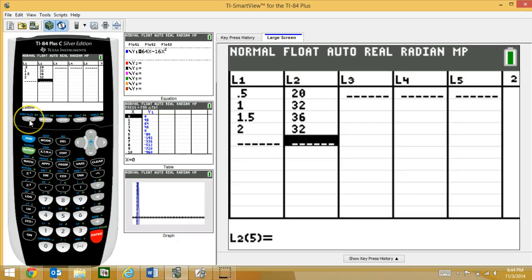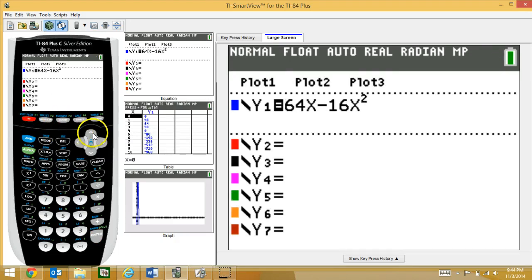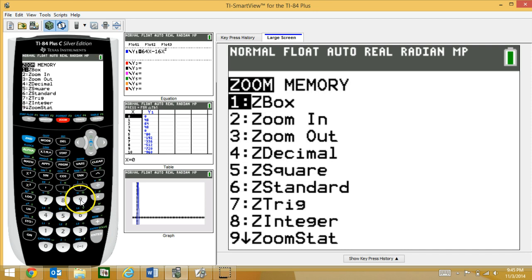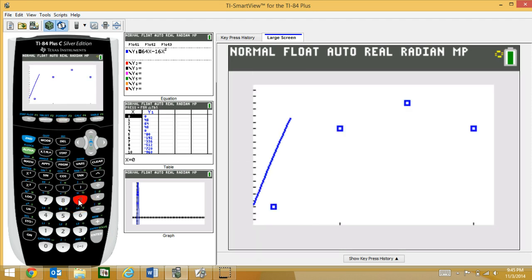All right, so I'm going to go ahead and turn my plot on. So I'm going to go to y equals, up arrow, and hit enter while it's flashing on plot 1. There we go. And I'm just going to hit zoom 9. Okay, now that blue graph there, you see, that's actually the first one.